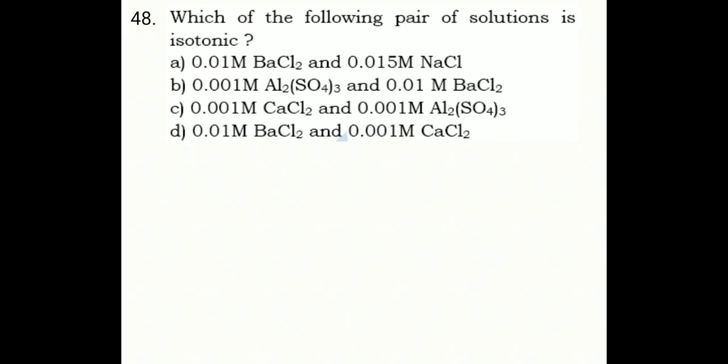Which of the following pairs is isotonic? Here what you have to do is calculate the I value into the concentration. So the I value for BaCl2 is 3 because Ba2 plus and 2Cl minus. The I value for NaCl is 2. Now 0.01 into 3 gives you 0.03. 0.015 into 2 also gives you 0.03. Hence this is the only option where you are going to get 0.03. So I into M, concentration. Hence you are going to get the answer as A.